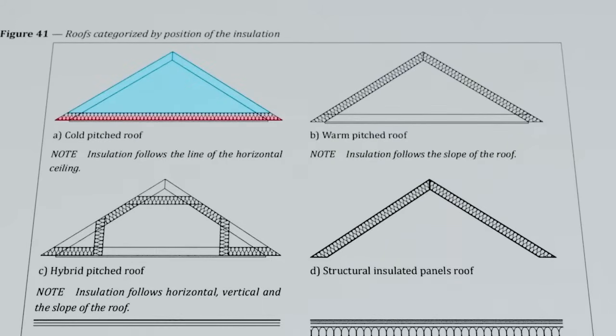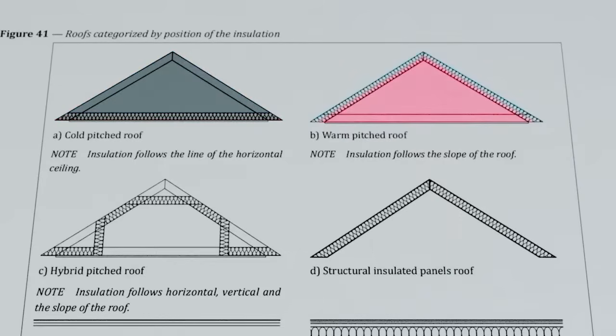Cold pitched roofs. In this type of roof, the insulation is placed horizontally across the ceiling ties, with the loft space and the structure of the roof being outwith the building's heated envelope, hence cold. This type of roof typically uses fibrous quilt insulation, which is both air and vapour permeable.